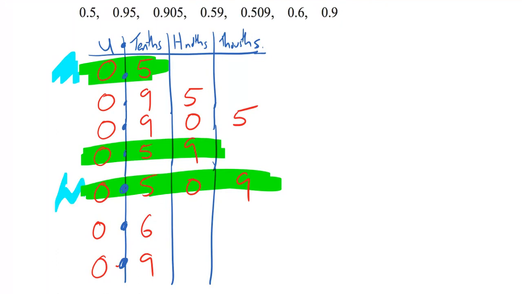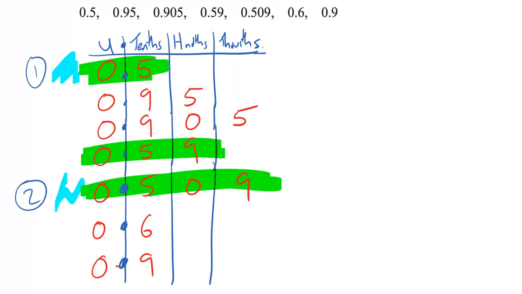The 0.59 is a little bit bigger. It's got 9 hundredths. So we look then to the thousandths column. Well, clearly 0.509 has a 9 in the thousandths column, so it's bigger than the 0.5 that doesn't. So our smallest number is going to be 0.5.